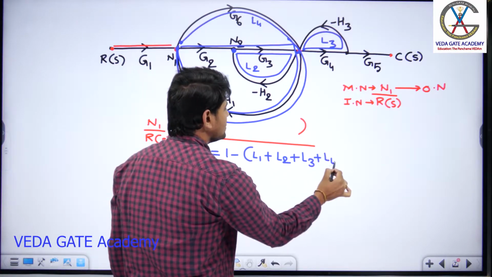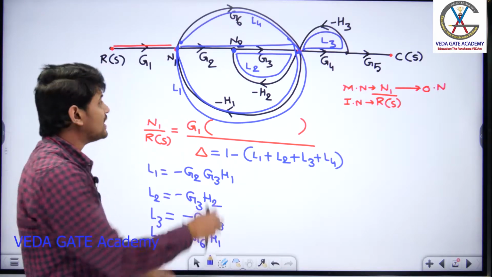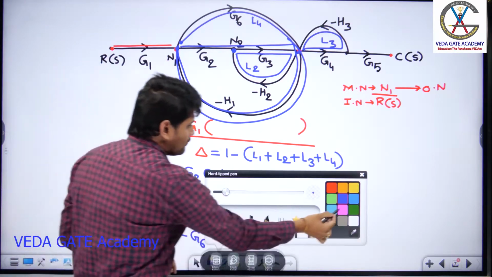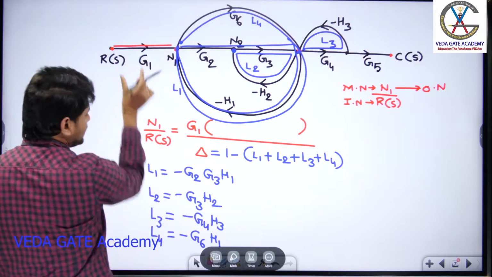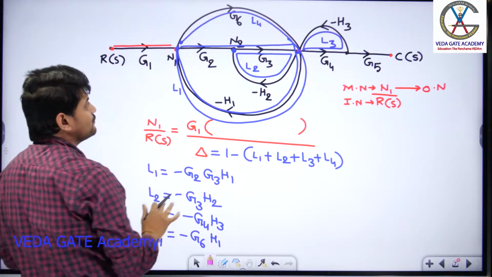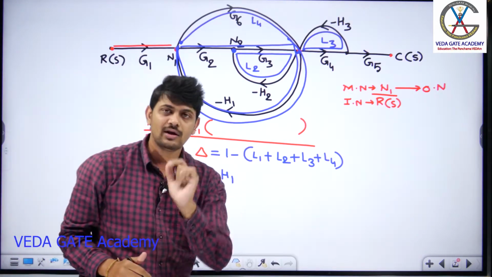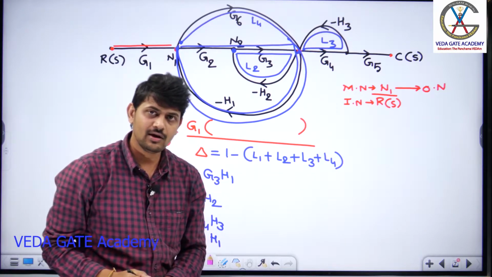Now, the interesting thing here is delta 1. How to calculate delta 1 here? So, for this forward path, whatever I have shown, you need to identify out of these four loops which are not touching, and with the help of those loops, you have to write delta. Are you following what I am conveying?